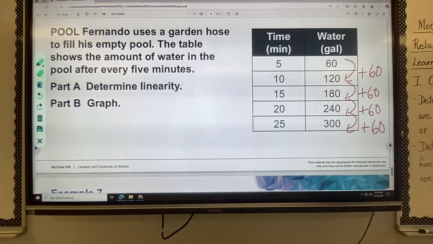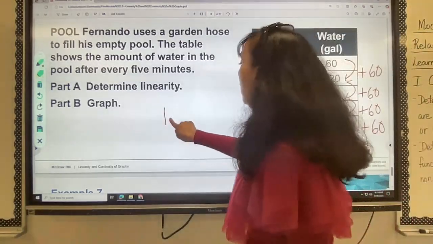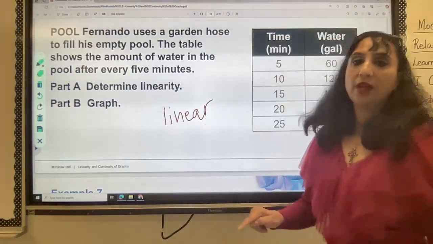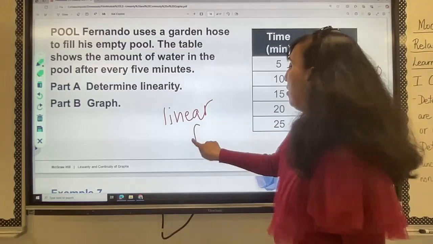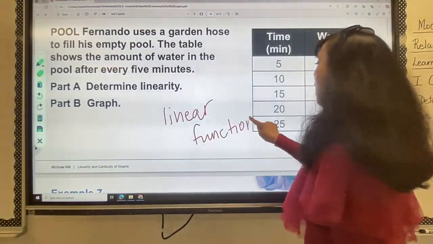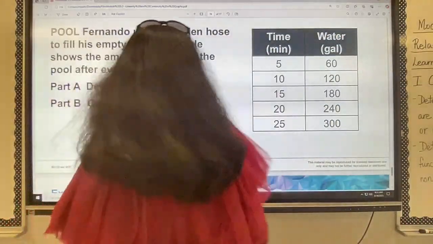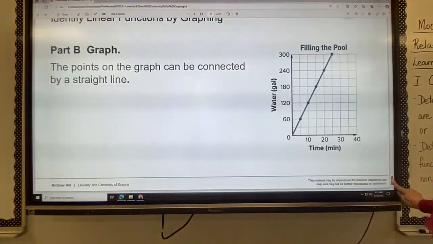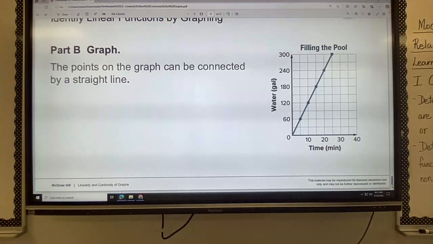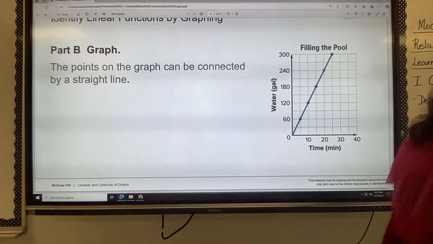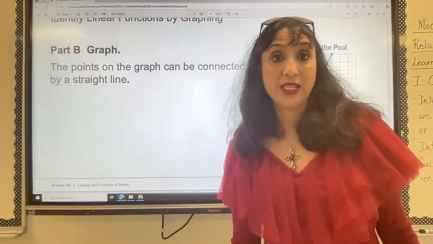All right, so because the change in the amount of water is constant for every equivalent interval of 5 minutes, the numbers in the table can be modeled by a linear equation, or by a linear function. Okay, so let's go ahead, and I'm just going to show you the graphed version just to save time. And here is the graphing of that. And as you can see, the points on the graph can be connected by a straight line.